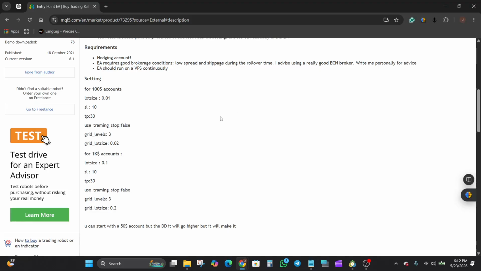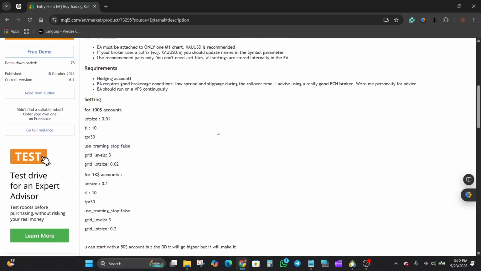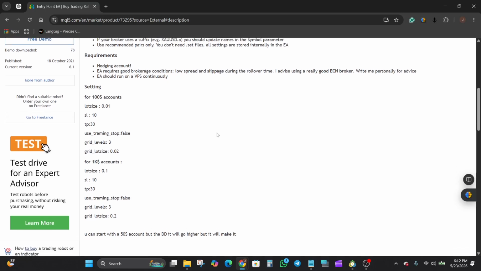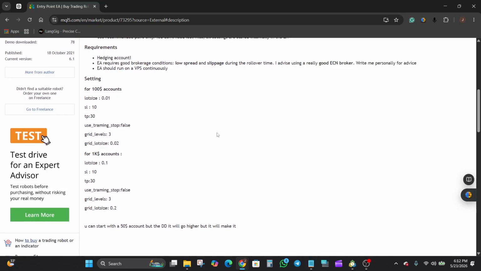There is also an important requirement mentioned here. The EA is intended for hedging accounts, and the developer advises using brokers with low spreads and slippage, particularly during volatile periods like rollover. So execution quality seems to be a key part of how this system is expected to behave.